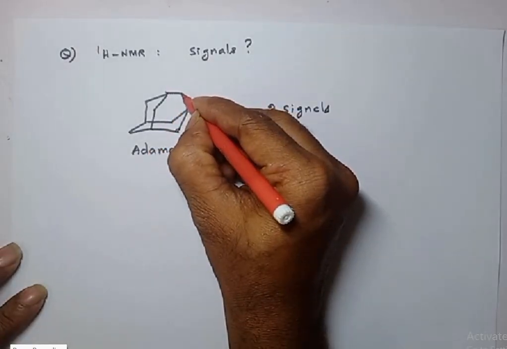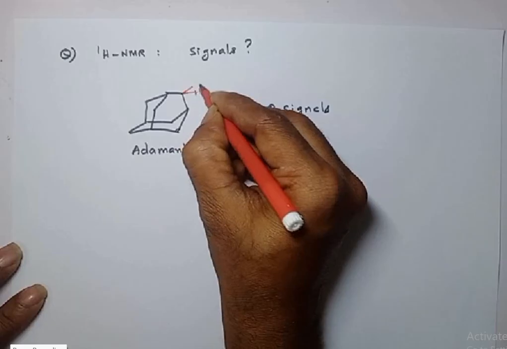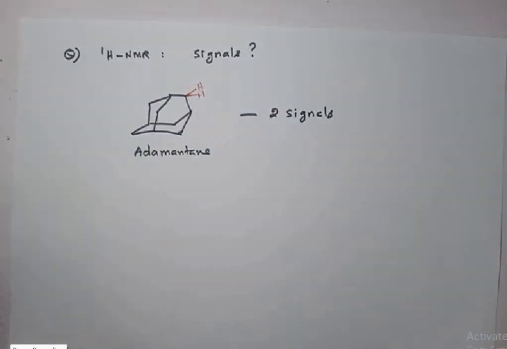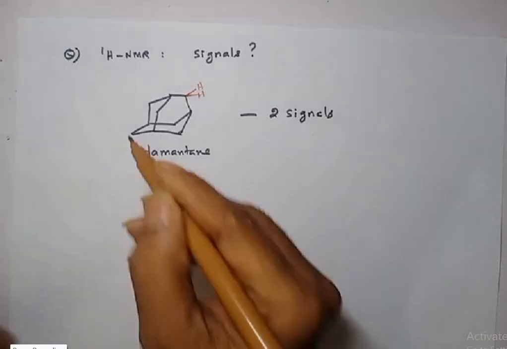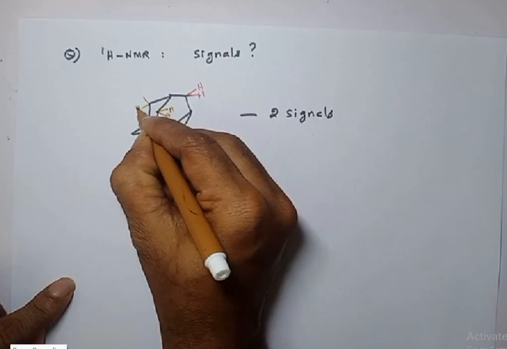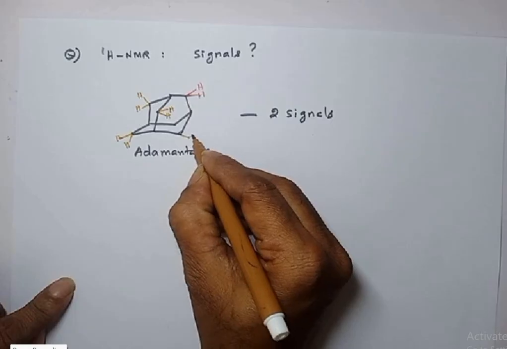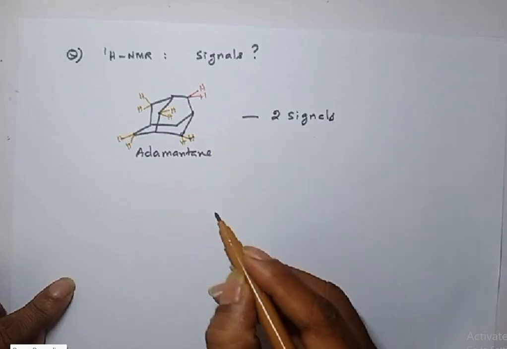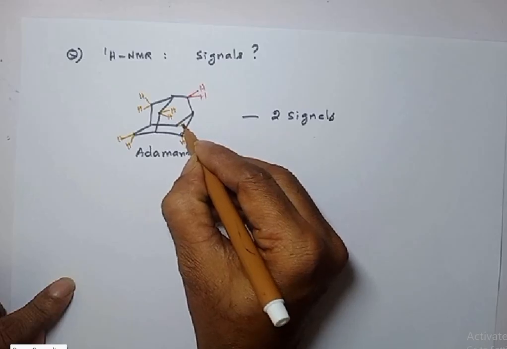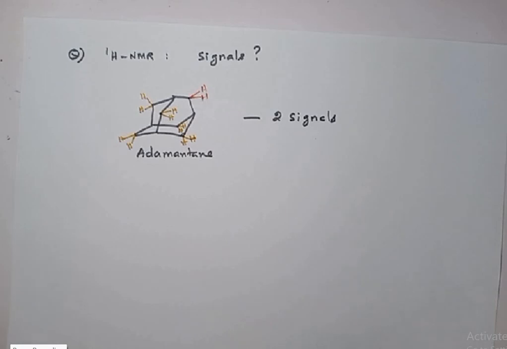These are protons attached to CH2 carbon. Suppose here we have 2 hydrogens, they are equivalent. Similarly, we have 2 hydrogens here, 2 hydrogens here, 2 hydrogens here, and 2 hydrogens here. All these hydrogens are equivalent and they'll give 1 signal.